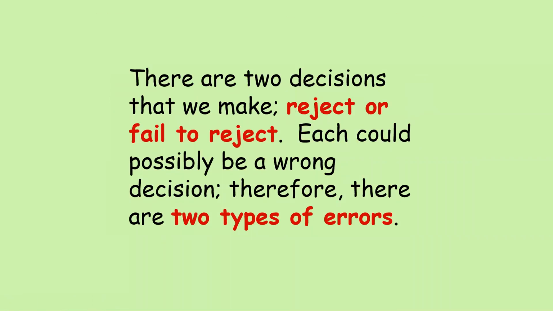So there are two decisions that we make. We either reject or we fail to reject. And each could possibly be a wrong decision. Therefore, there are two types of errors.